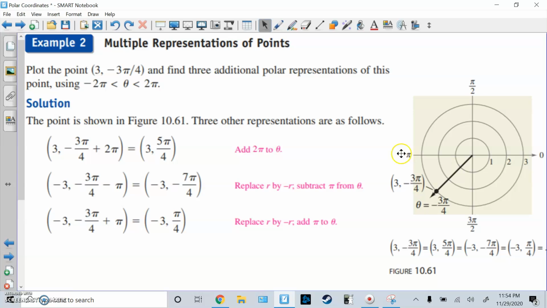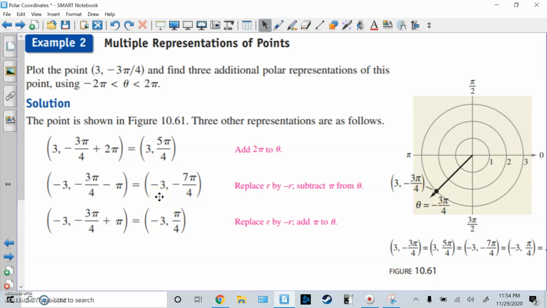Here's showing multiples. Plot the point 3 comma negative 3 pi over 4. We're going negative 3 pi over 4, so that's in quadrant 3, and we're going 3 spots out. That is the same as these 3 other things. They added 2 pi here, so that's 3 comma 5 pi over 4. From here you go 5 pi over 4, that's pi over 4, 3 pi over 4, 5 pi over 4, and we're going 3 spots out, the same thing.